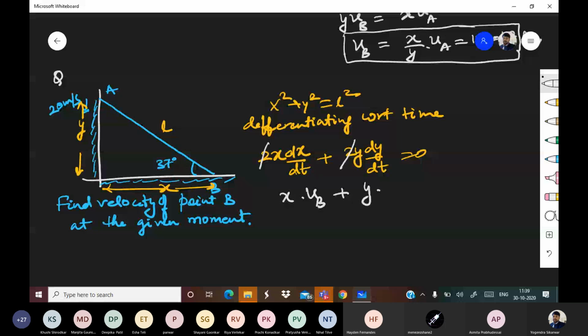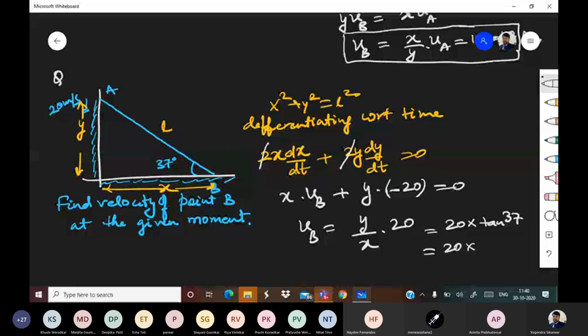So VB comes out to be y by x into 20. Now y by x is nothing but tan 37, which is 3 by 4. So 20 into 3 by 4, and people are saying it is 15 meter per second, which is absolutely correct. So VB comes out to be 15 meter per second.